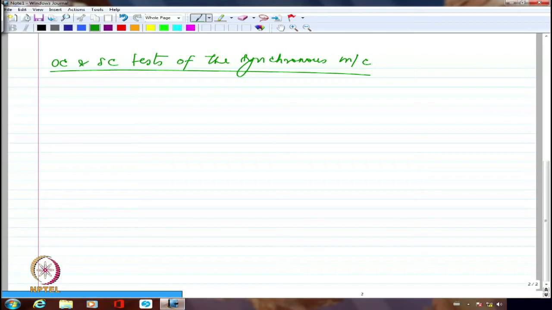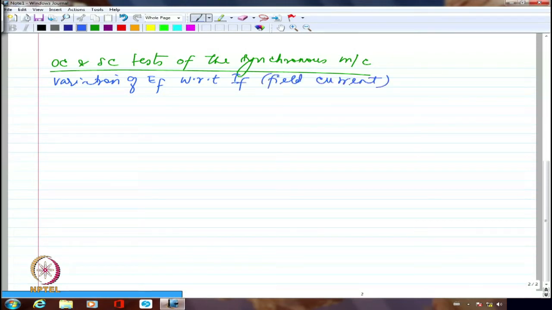The open circuit test, I think I have already told you, I don't need to specify it once again, because what we get from here is the open circuit characteristics. So what we try to get is the variation of EF. I have just changed EG to EF because I am now calling it EF throughout. So the variation of EF with respect to IF, that is the field current. This is the generated voltage in the armature under open circuit condition, of course. So I am not connecting any load to the armature. There is no question of any armature reaction and so on.